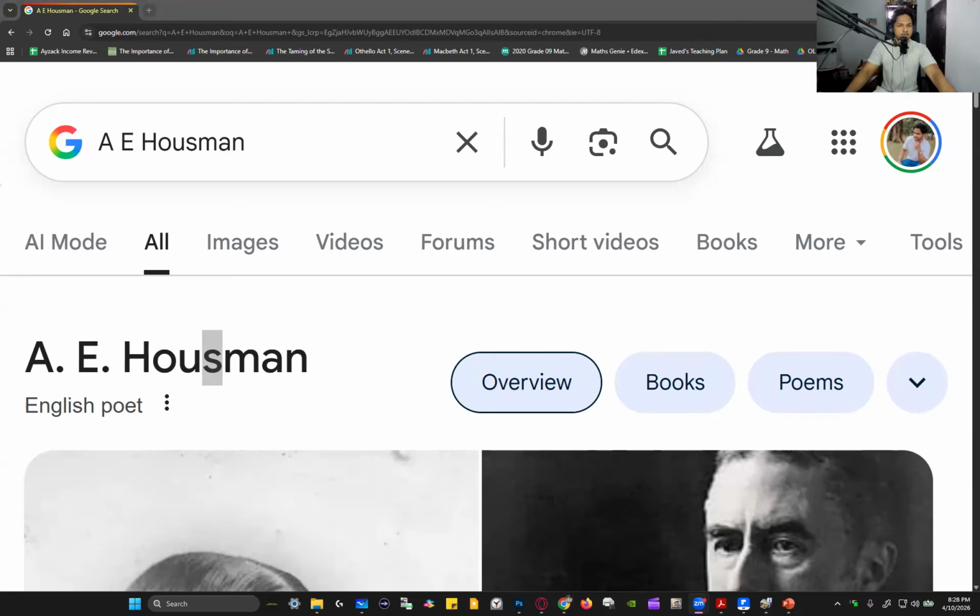So remember, who wrote Farewell to Barn and Stack and Tree? A.E. Housman, right? If someone asks you who made Housman a Muslim, tell them Javed sir made Housman a Muslim.